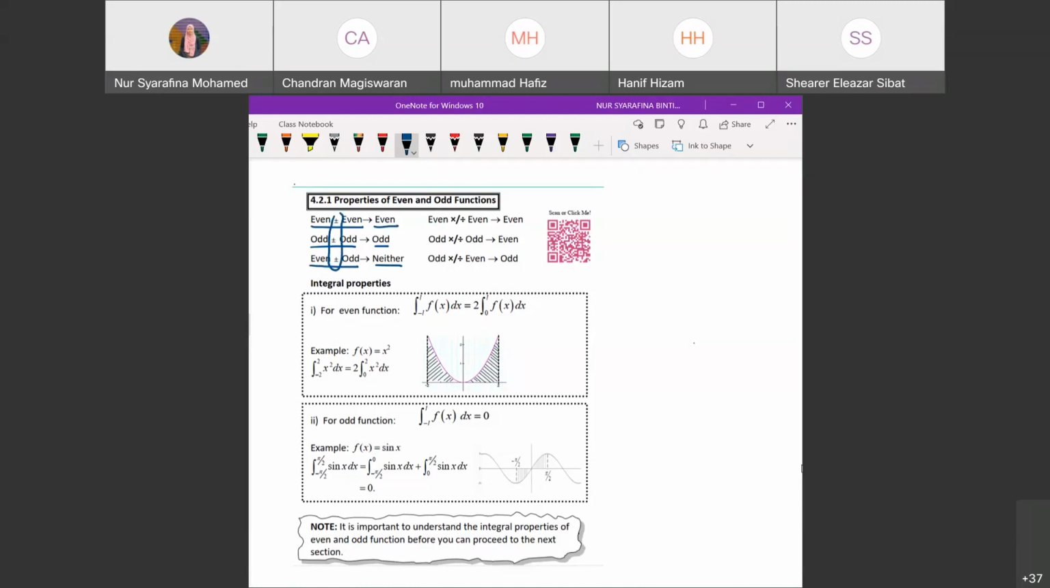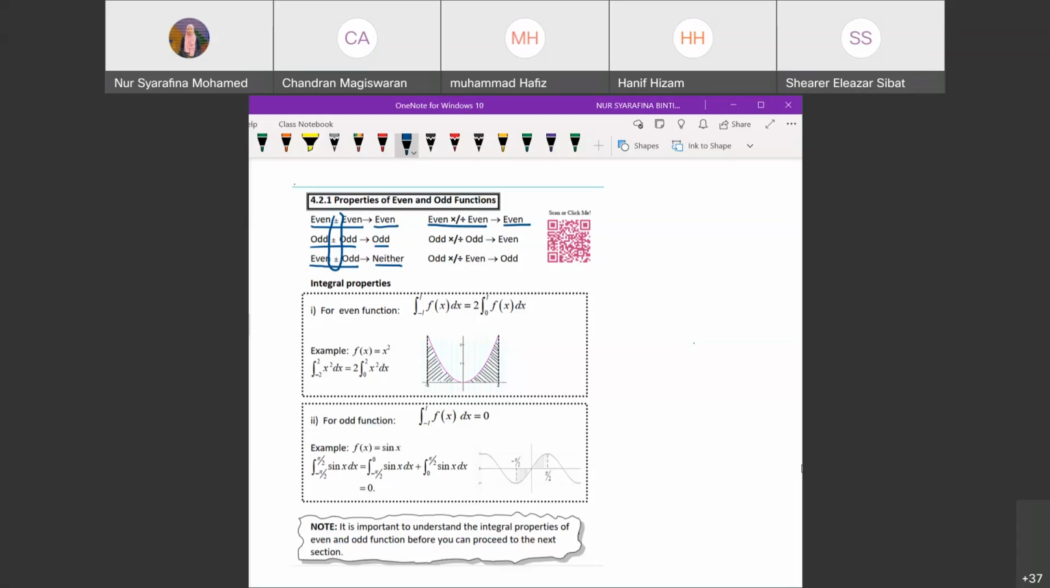Then for multiplication and division, we have even multiplied or divided with even, you get even. Odd multiplied or divided with odd, you get even. Odd multiplied or divided with even, you get odd. So for multiplication and division, even with even only gives you even, odd and odd will give you even, and odd and even will give you odd. So there is a difference here. So these are the properties of addition, subtraction, multiplication, and division.